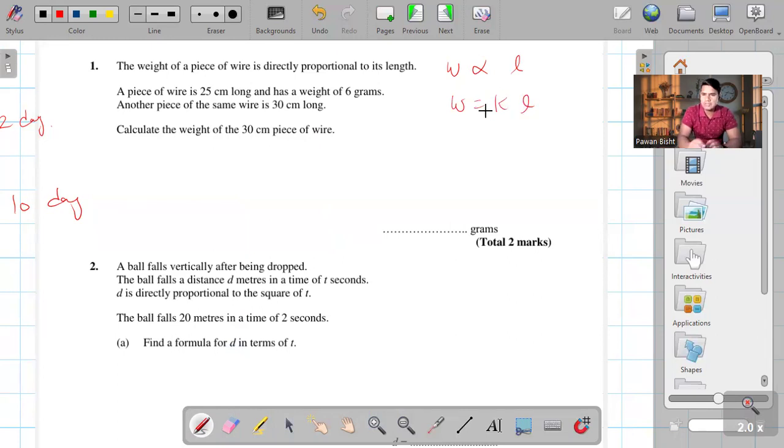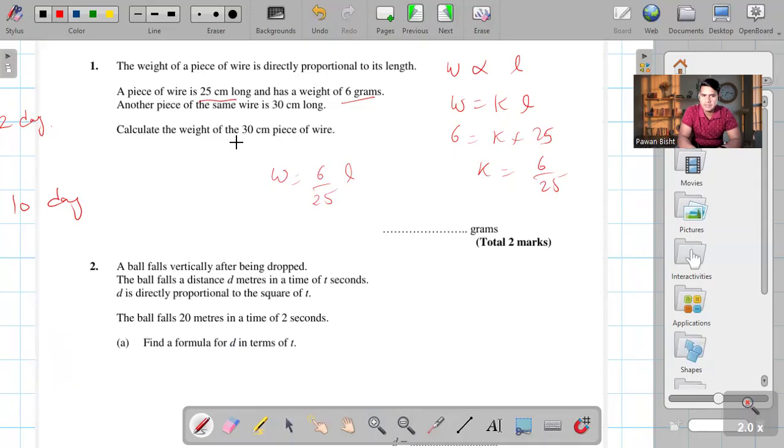Now, in the question, they will give me something to find the value of K. Here, they have given weight as 6 gram when the wire is 25 centimeter long. So here you put weight 6 and length 25. So K is coming 6 over 25. I got the value of K, put it in the equation. So W equals 6 over 25 L. This is the relationship between W and L.